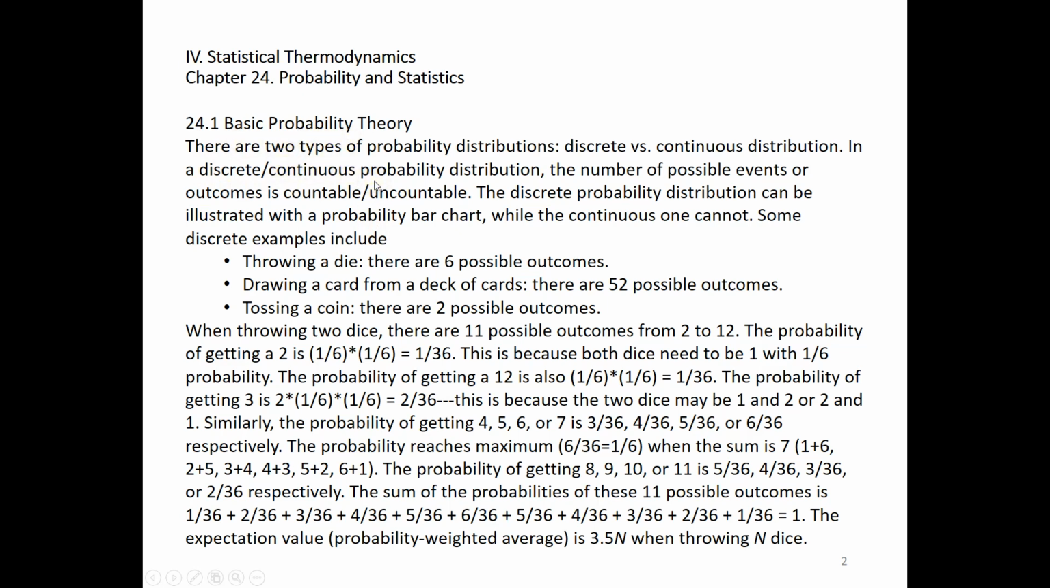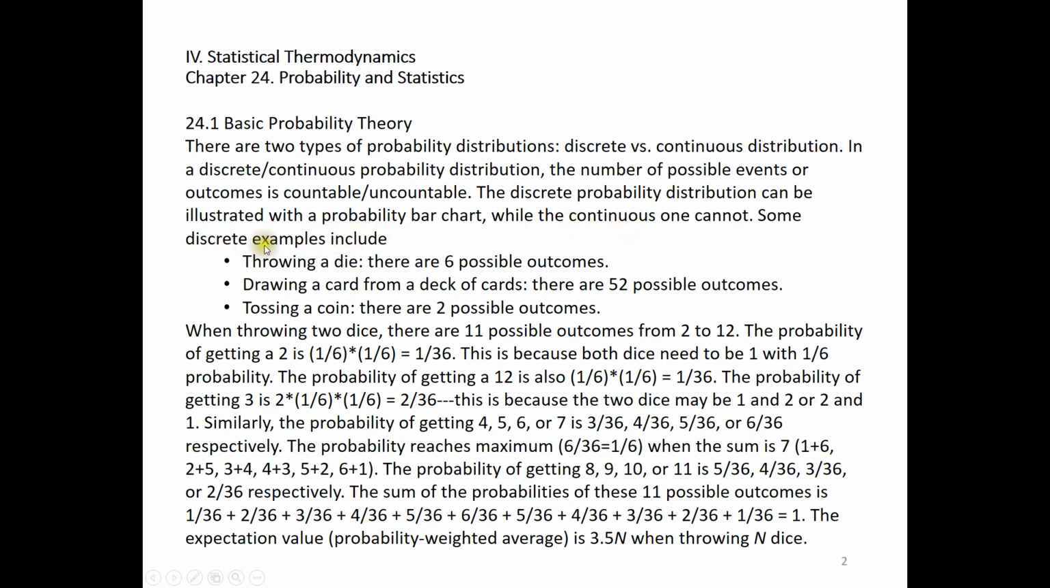There are two types of probability distributions: discrete probability distribution versus continuous probability distribution. In a discrete probability distribution, the number of possible events or outcomes is countable. We can count individual outcomes. In a continuous probability distribution, the number of possible events is uncountable. The discrete probability distribution can be illustrated with a bar chart. We cannot do that for a continuous probability distribution.